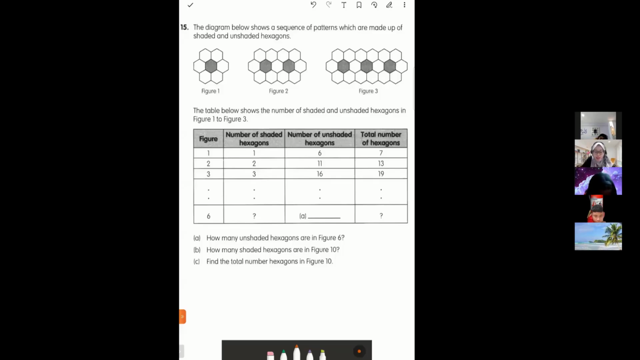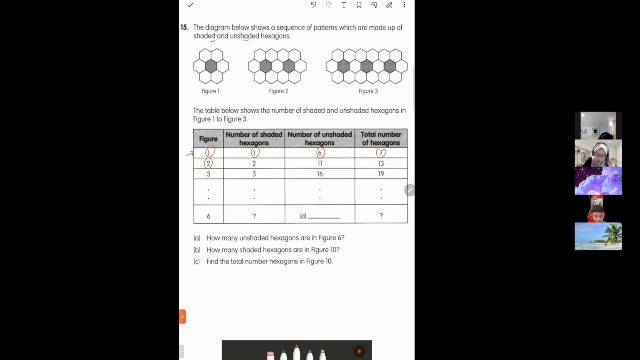The diagram shows a sequence of patterns which are made up of shaded and unshaded hexagons. Hexagon is the shape here. A hexagon has 6 sides. So you can see the hexagons like a honeycomb, joined together. Figure 1, I have 1 shaded hexagon. The number of unshaded hexagons is 6. Total hexagons is 7.